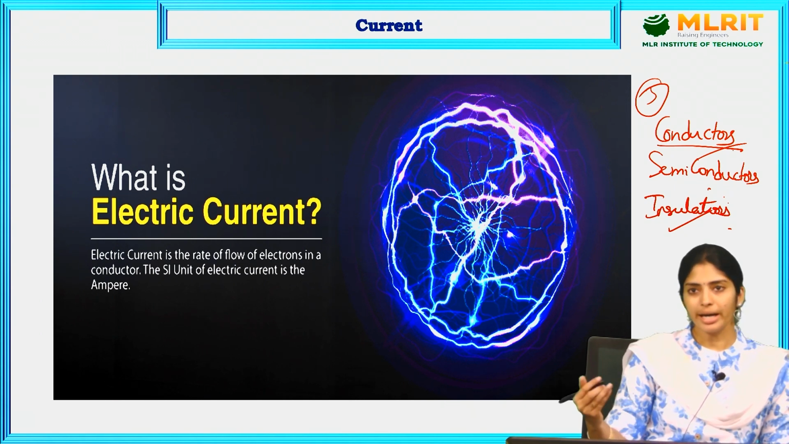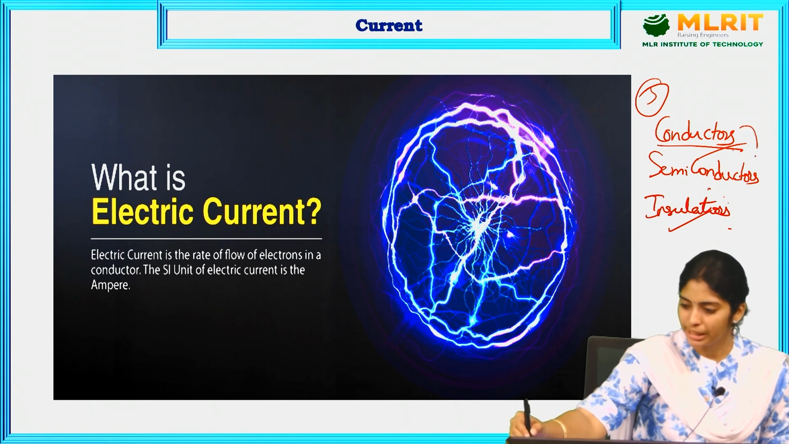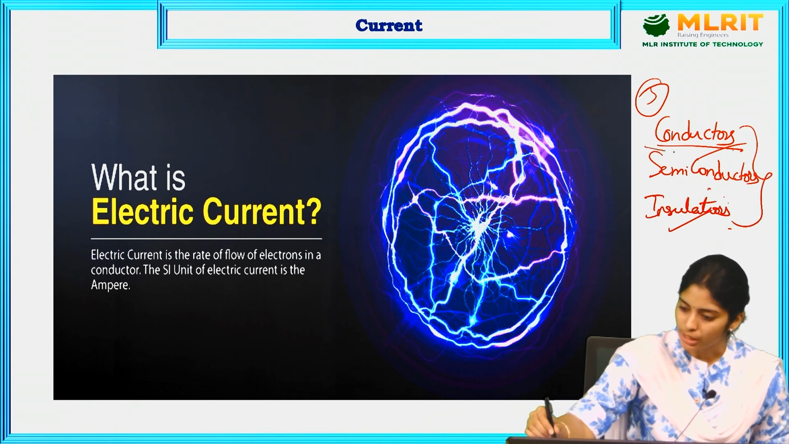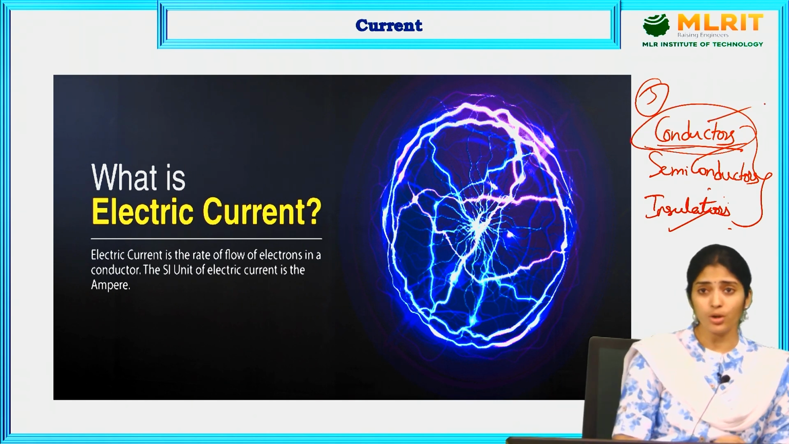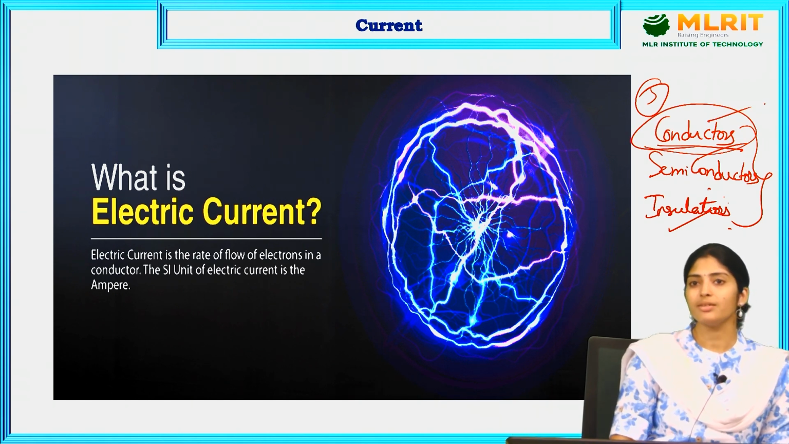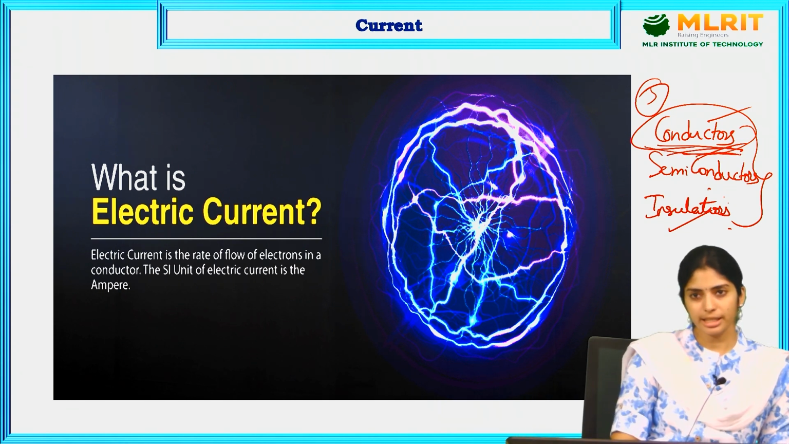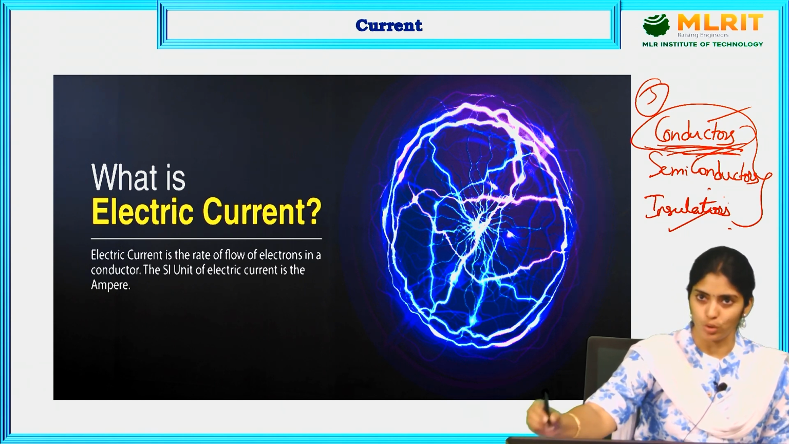Now, why I discussed the types of materials is that all the electrical terminology deals with the conductors, because the flow of electrons takes place in the conductors. What is the definition of the conductor? It allows the free flow of electrons through it. As we are dealing with the electrons, in our subject conductors play a major role.